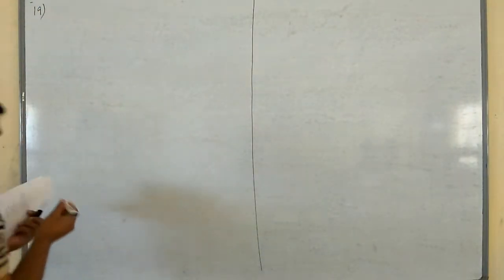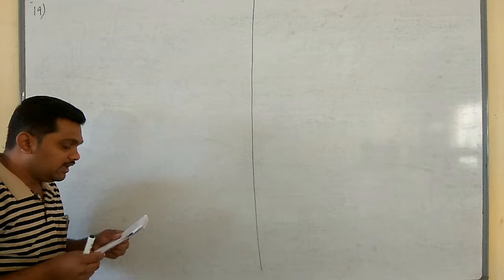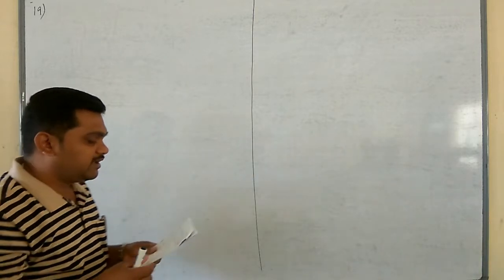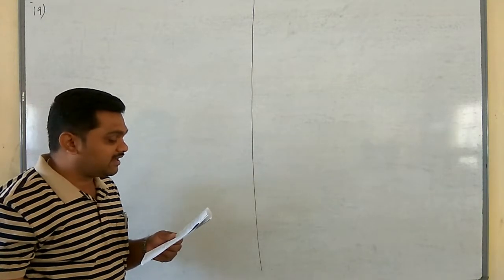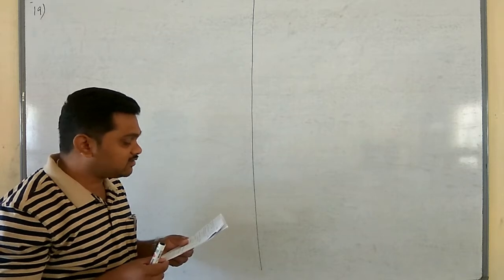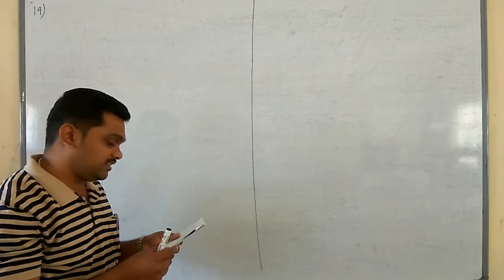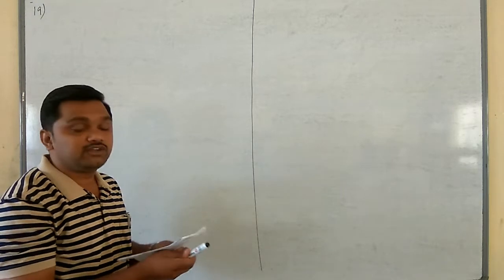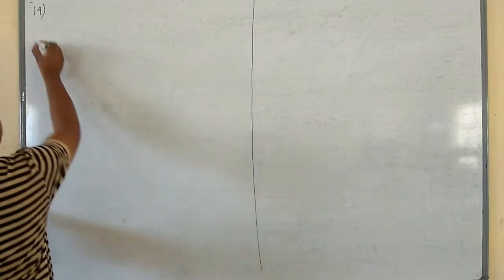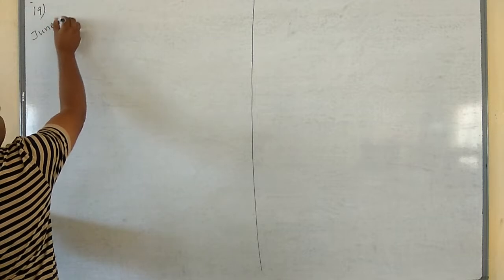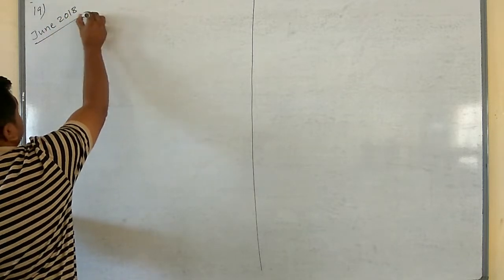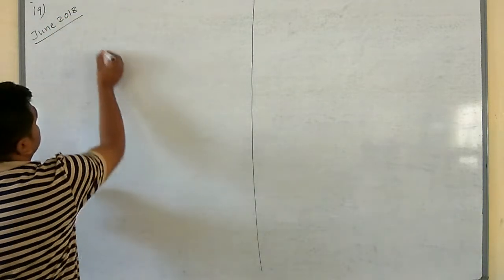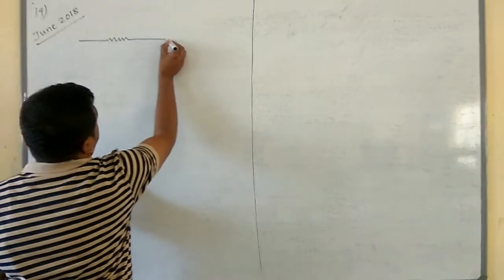Question number 19. In the given circuit diagram, calculate the main current through the circuit and also the current through 9 ohm resistor. This problem was asked in the year June 2018. So this circuit is given.